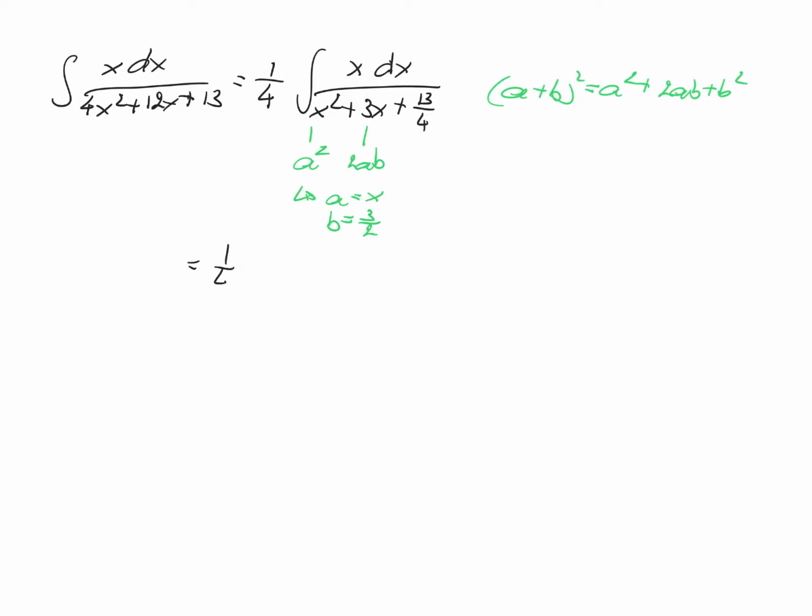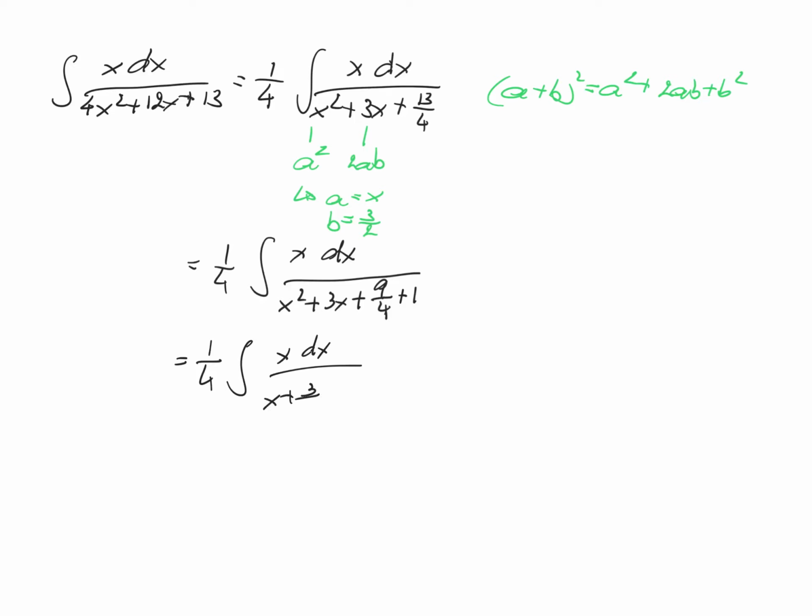So we rewrite the integral. So it's x dx over x squared plus 3x plus 9 divided by 4. This is my b squared. And then I am left with 4 over 4, so I have 1 left. So this is then 1 over 4 x dx, x plus 3 over 2 squared plus 1. Let's then perform a substitution. So u equal to x plus 3 over 2. So du is just dx. And x is u minus 3 over 2.